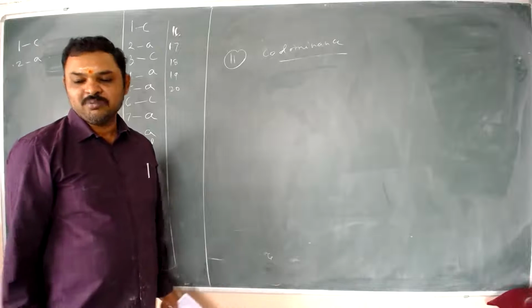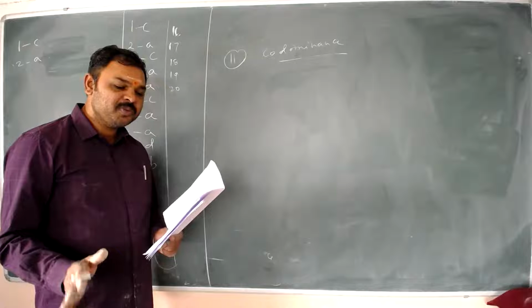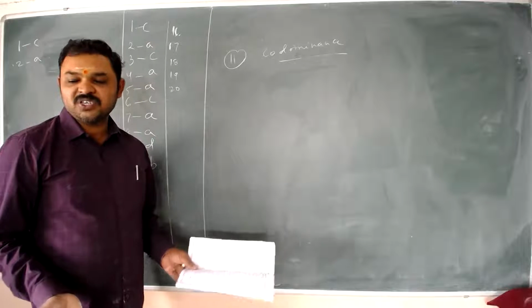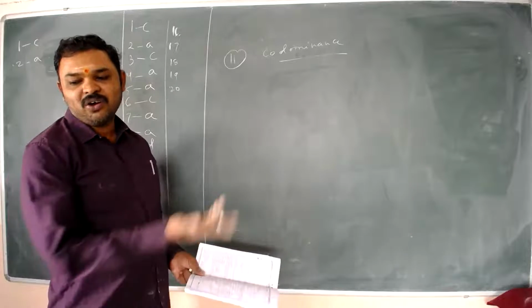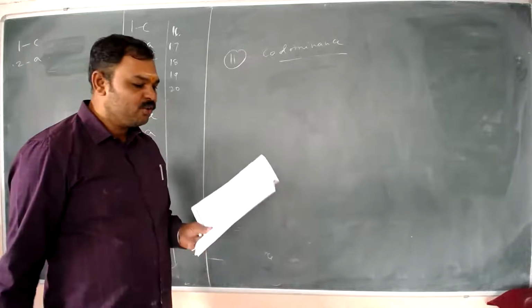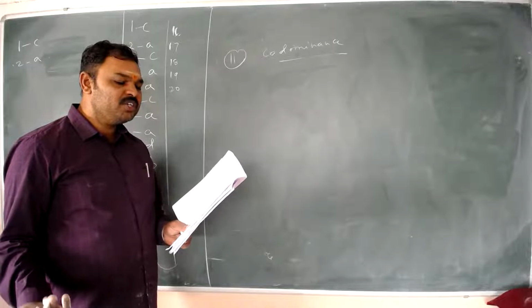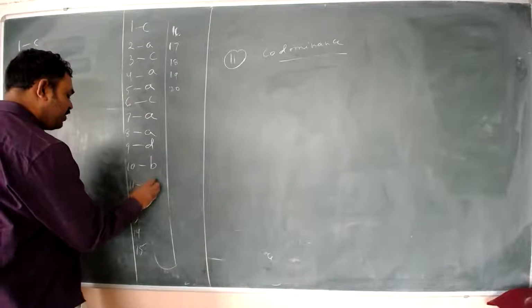This is called codominance. You see the question: when dominant and recessive express themselves together, what is it called? Both dominant and recessive are expressing together. The expression of two alleles of a gene equally is called codominance, as in human blood group. The options given are codominance, dominance, antidominance, pseudodominance. So the answer here is codominance.